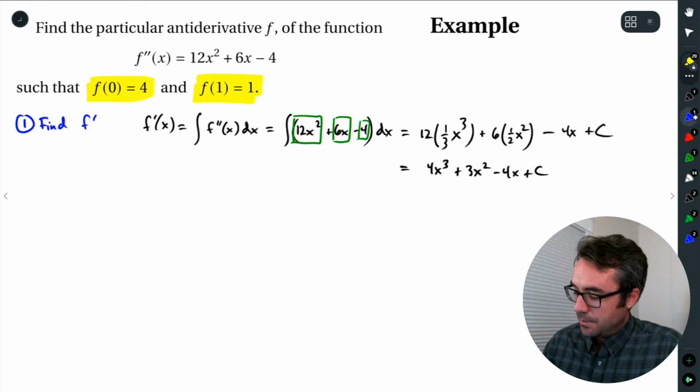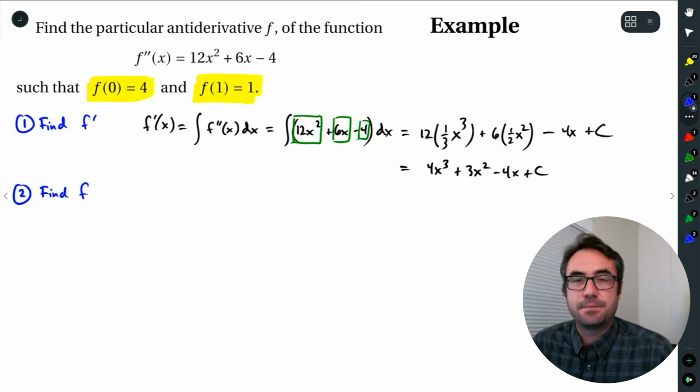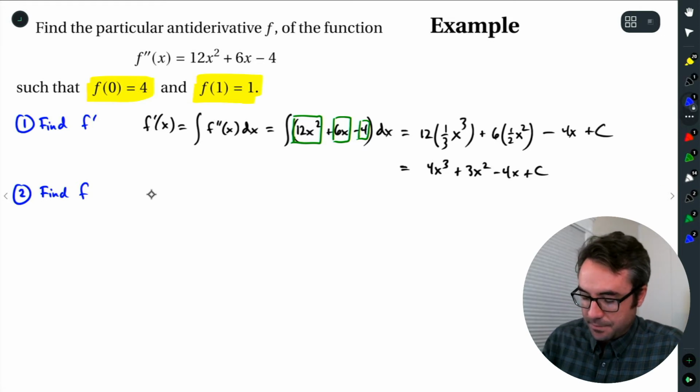All right, so now we have our first derivative. So now we want to go one more and find the original function f. So we're going to find our original function.